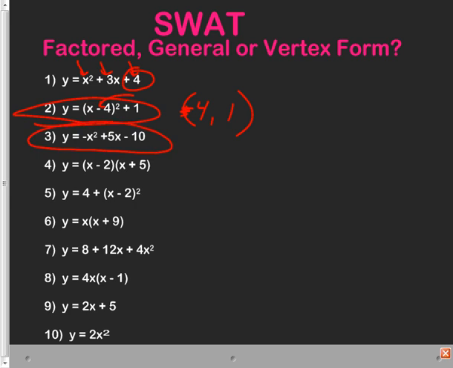Okay, this guy, what form is that? It's general form. One thing I notice on this one is it's got a negative out front. That parabola would be what? Upside down. It'd be flipped. An up-down flip because it's on the outside.